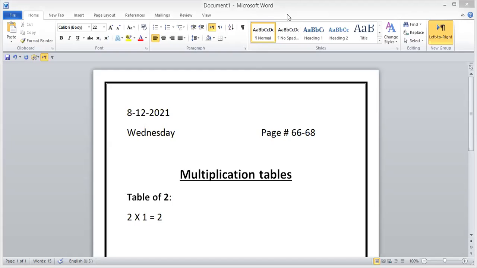Good, very good. And this is very easy, guys. Whenever you multiply any number by 1, you will get the same number in the answer. 3 by 1 is 3, 2 by 1 is 2, 4 by 1 is 4, 5 by 1 is 5. Any number you multiply by 1, you will get the same number. Now, 2 times 2 equals 4.